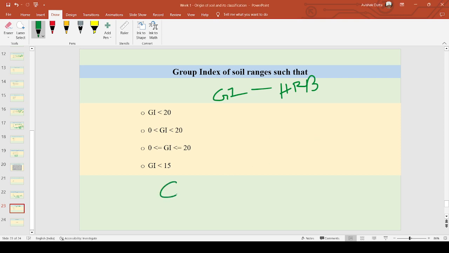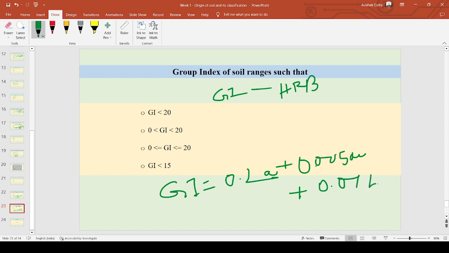The formula for group index is 0.2a plus 0.005ac plus 0.01bd. What are A, B, C and D? A and B are percentages passing through 75 microns. A is more than 35 to less than 75, so A will have a value from 0 to 40. B will be more than 15 to less than 55, so B also will have a value from 0 to 40.